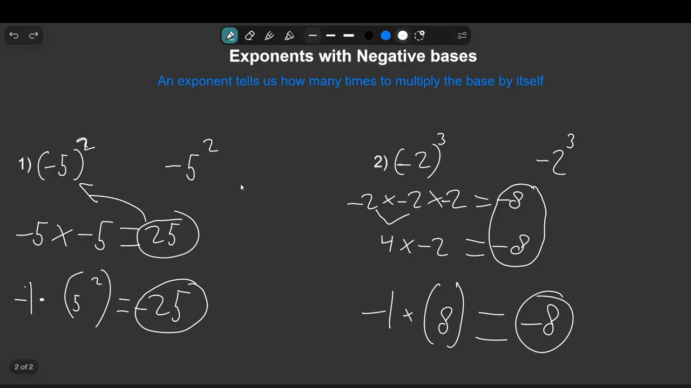So this was basically the video. I hope you guys understand it now, how exponents with negative bases work and how to get the results of them.